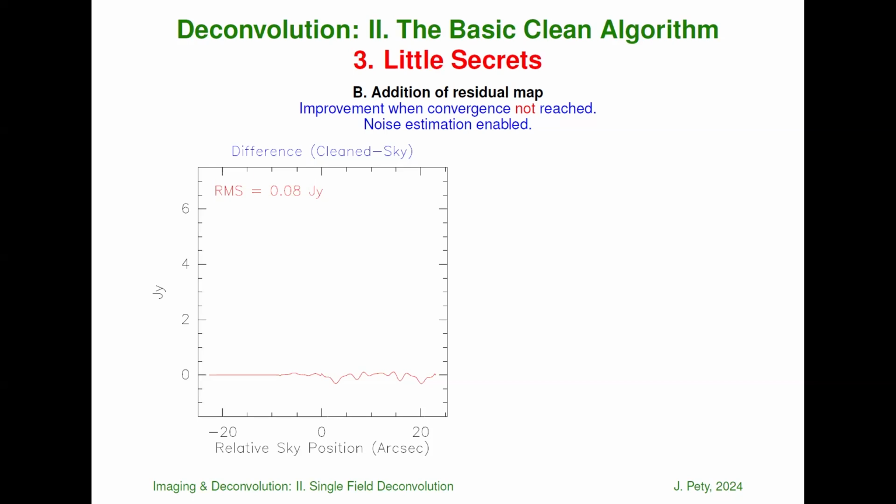So it means that by adding the residual to the regularized list of clean components, you're improving quite a lot the solution when the convergence is not reached. In addition, because the noise remains in the residual maps, by doing this, you end up with a product on which you will have the noise property, so you will be able to measure the noise and to know whether you have a detection of 5 sigma, 6 sigma, or so. Okay? Or very high signal to noise ratio.